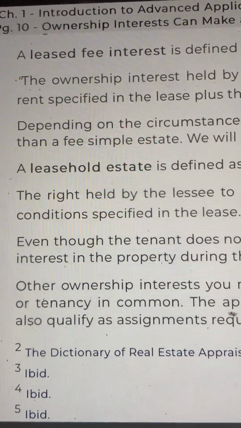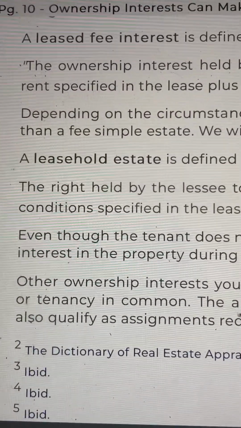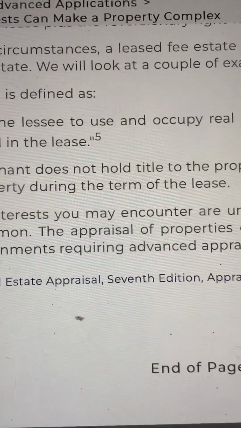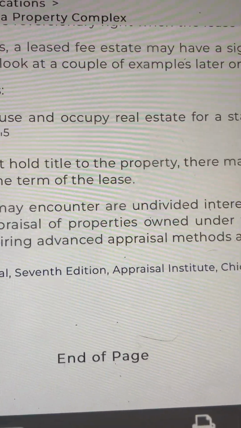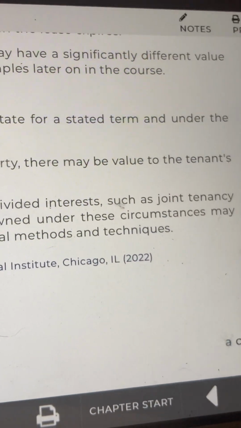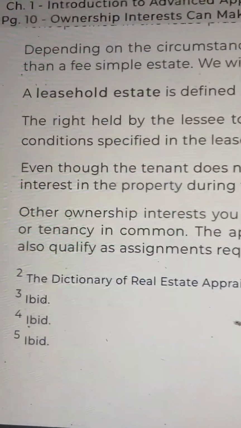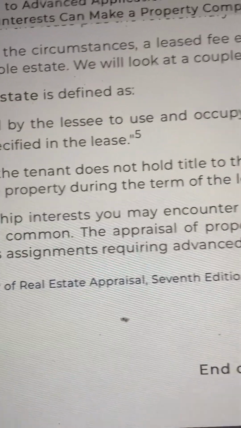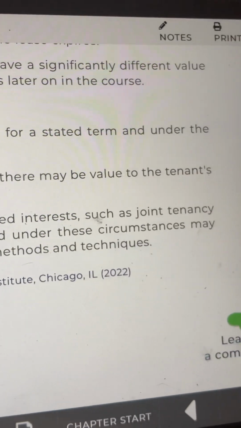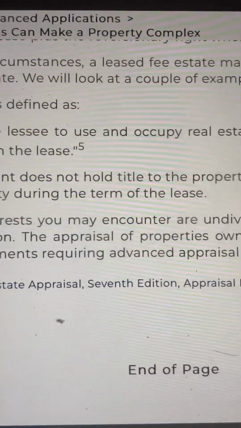Leasehold estate, that's highlighted, is defined as the right held by the lessee to use and occupy real estate for a stated term and under the conditions specified in the lease. Even though the tenant does not hold title to the property, there may be value to the tenant's interest in the property during the term of the lease.